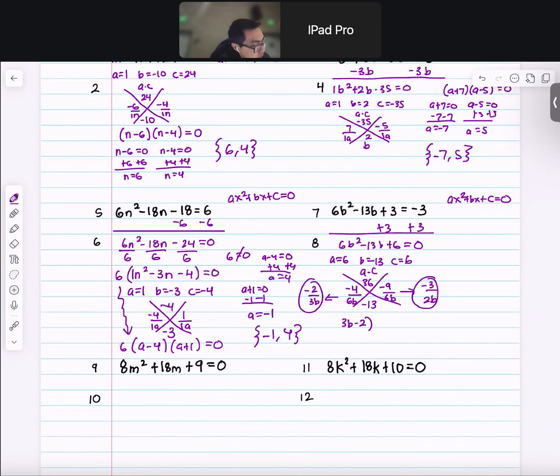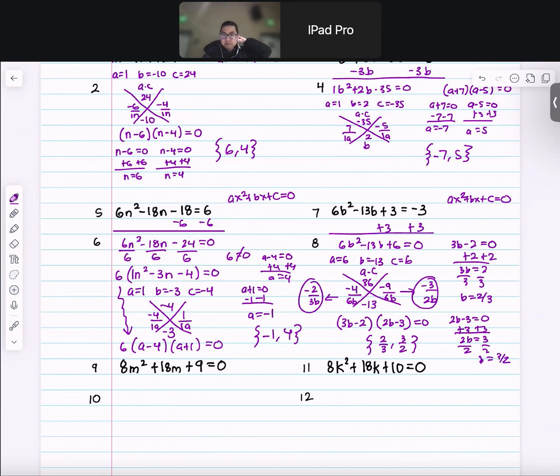3b minus 2, that's one factor. 2b minus 3, that is the other factor, right? So we set the equation equal to 0, and we solve for both factors. 3b minus 2 equals 0, so add 2 to both sides, divide both sides by 3, b equals 2/3. And the other factor, 2b minus 3, set that equal to 0, add 3 to both sides, and divide both sides by 2. b equals 3/2. So your answers are 2/3 and 3/2, right?